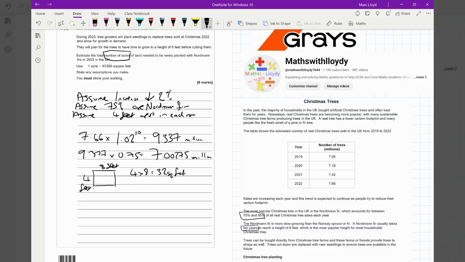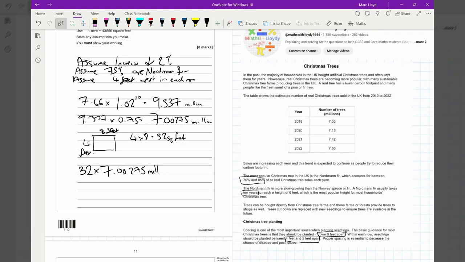So now 32 times by 7.00275 million is 224.088 million square feet, and then I need to divide it by 43560 in order to get how many acres we need. So that number divided by 43560.